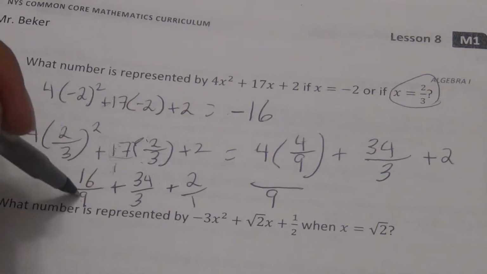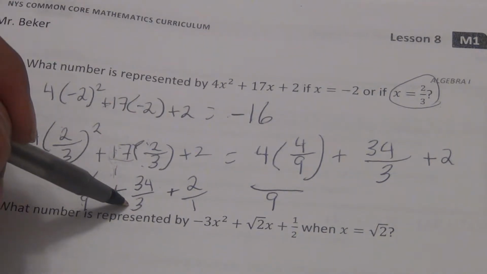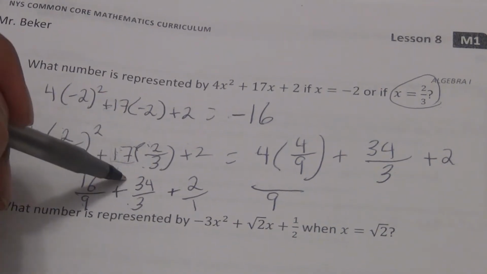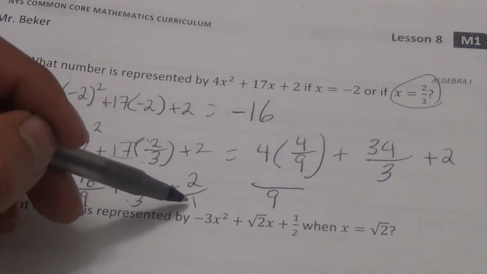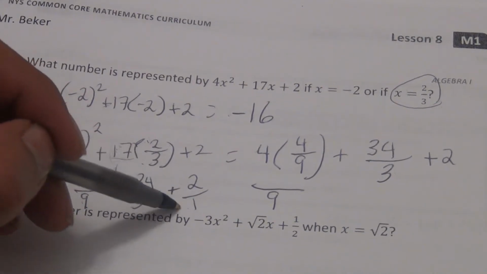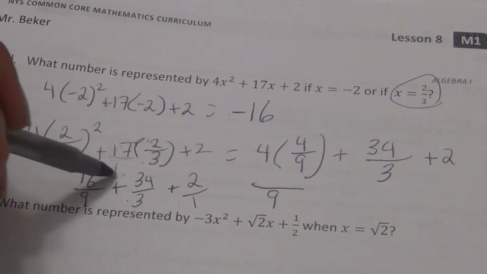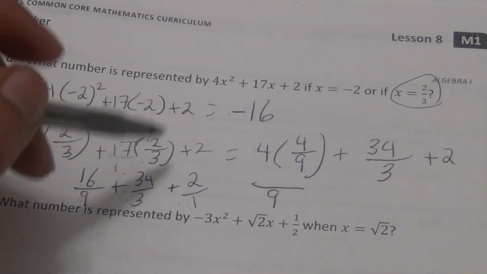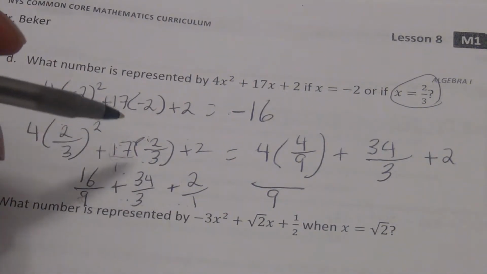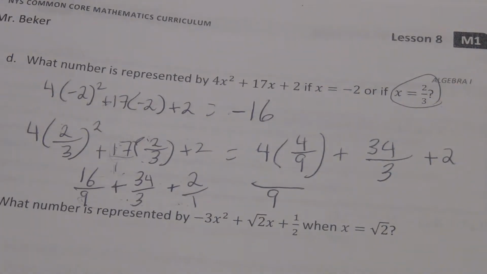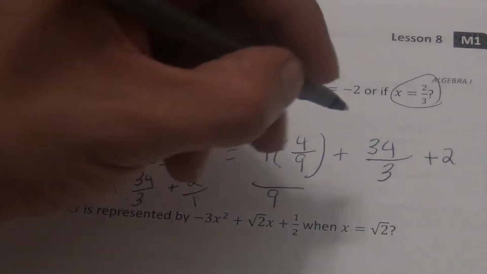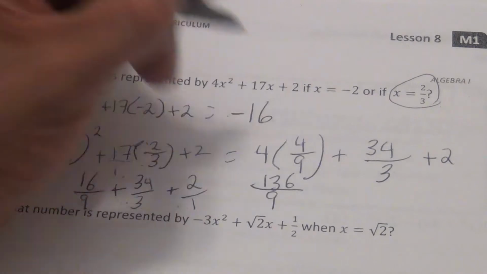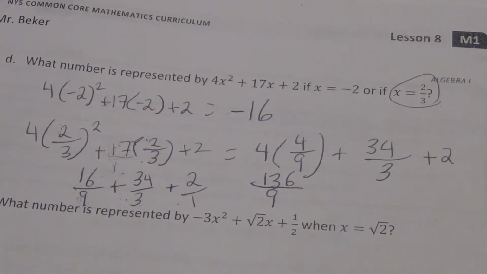Now you have to turn these into equivalent fractions. How do I turn this into a 9? Multiply by 3 over 3. How do I turn this into a 9? Multiply by 9 over 9. And then, once you have them equal in denominator, you add the numerators and keep the denominator. That's what you're going to get, but you have to show more work than I did.